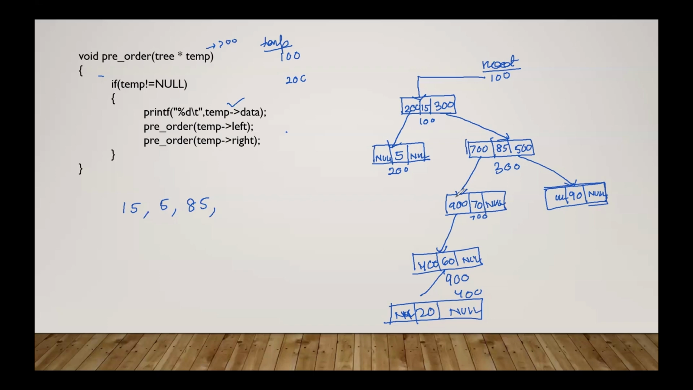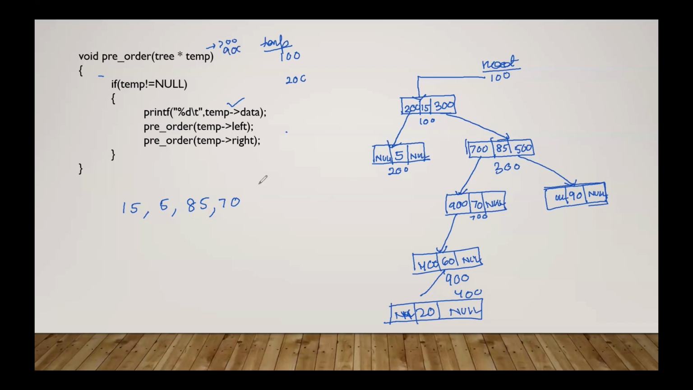It means it will go to 700, not equal to null. Yes. Then what happened? First it will print temp data. 700 data, it will print which value? 70. Then it will go to pre-order left. Pre-order left means 700 left. What is the value? 700 left is 900, so it will take the 900 right now.